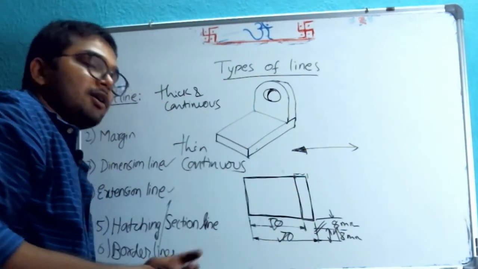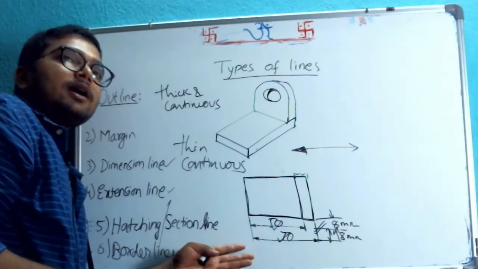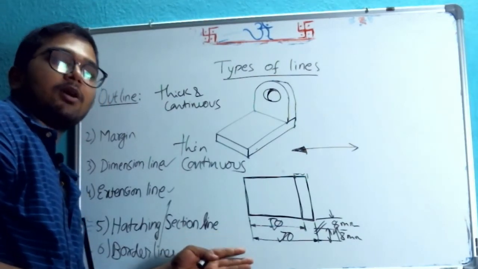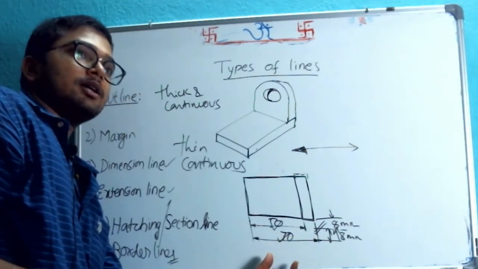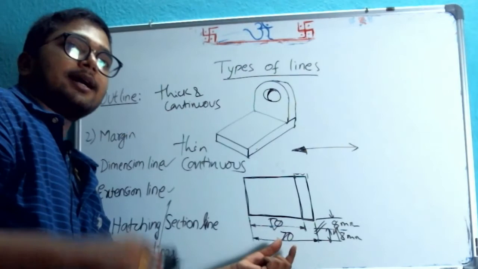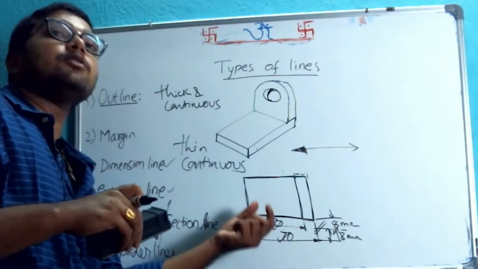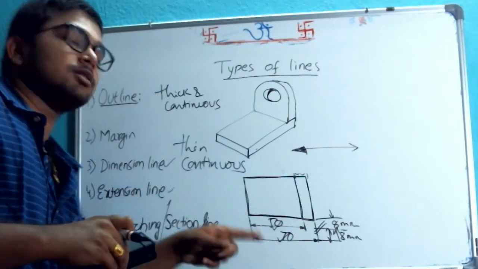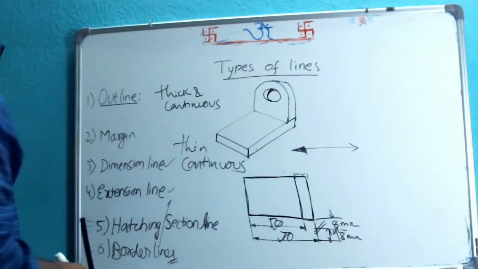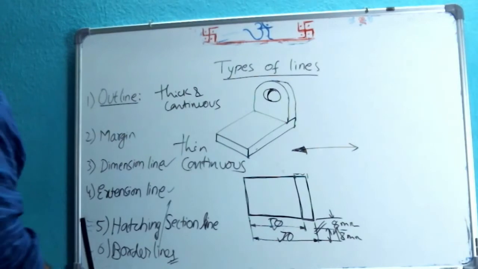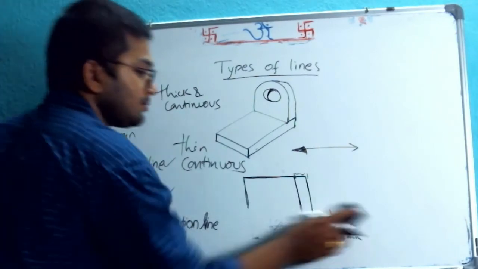So while drawing and giving dimensioning, you should have proper knowledge whether every element is specified or not. So directly or indirectly, you have to specify everything, and you should not repeat the same thing again. Both things you have to balance or understand, keep in mind. So these are a few lines. Now the next one is hatching or section line.